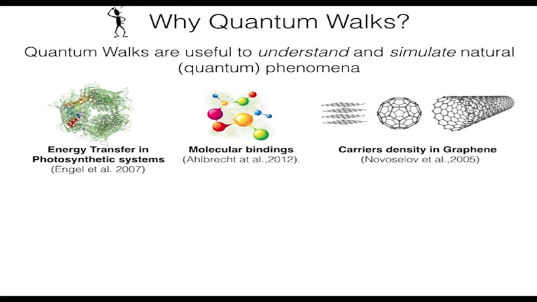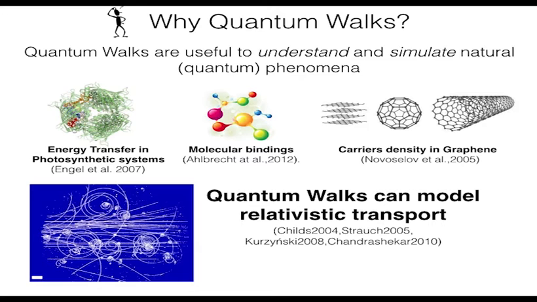Quantum walks are a very useful model to understand and simulate many quantum natural phenomena. We have several examples, like the first one, probably in science, energy transfer in photosynthetic systems. Molecular binding from the group of Bose in Germany, from Albrecht and others, and carrier density in graphene. We know that quantum walks model massless quasi-particles in this kind of graphene-like materials. And then we know that quantum walks can model relativistic transport. More exactly, we knew that because Feynman was the first one to discretize a Dirac propagator with what we probably know as the Feynman checkerboard. And the Feynman checkerboard is very, very close to the modern definition of quantum walk.